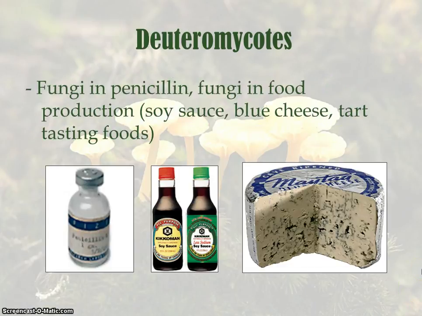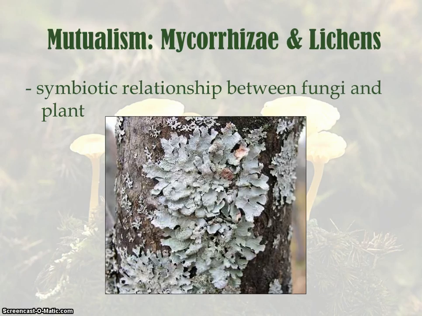And then the deuteromycotes, these are the fungi involved in our food production. How we get blue cheese and how we get taste in things like tartar sauce. Soy sauce would be made from our deuteromycotes.